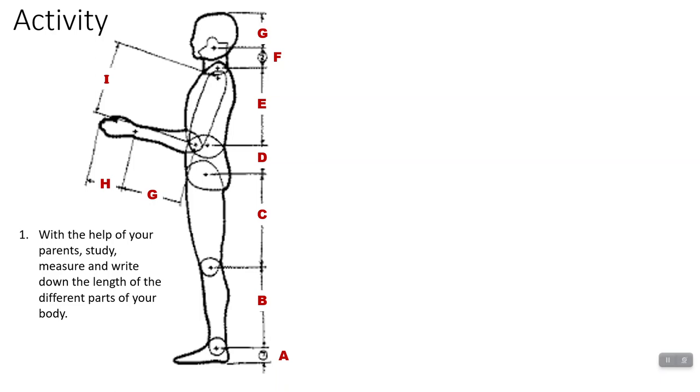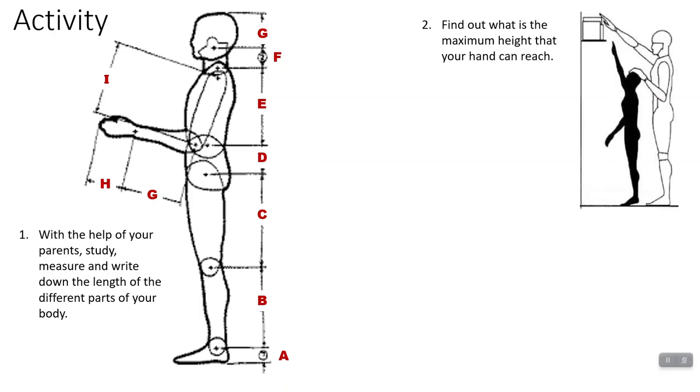What is the dimension of your forearm, of your arm, of your head? So measure and state what these dimensions are. You can also measure the anthropometric data of your parents. You will see that it is very different. Second activity, find out what is the maximum height that your hand can reach. When you lift up your hand, what is the maximum height you can reach?